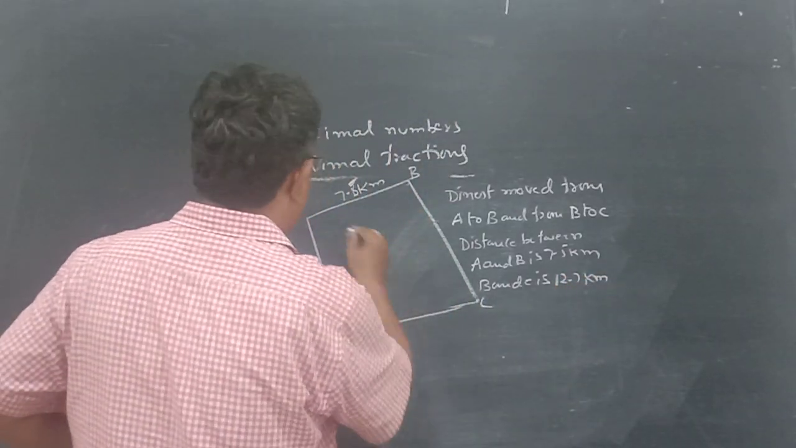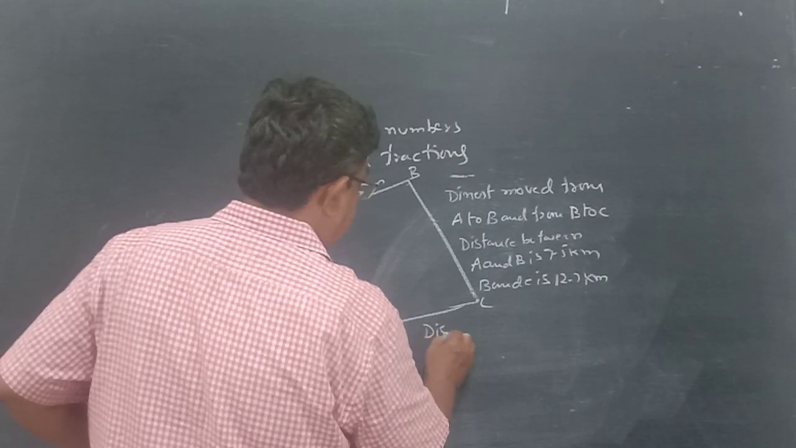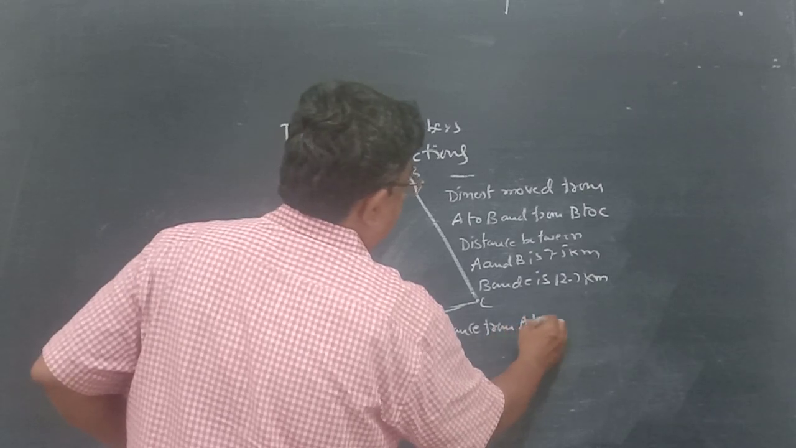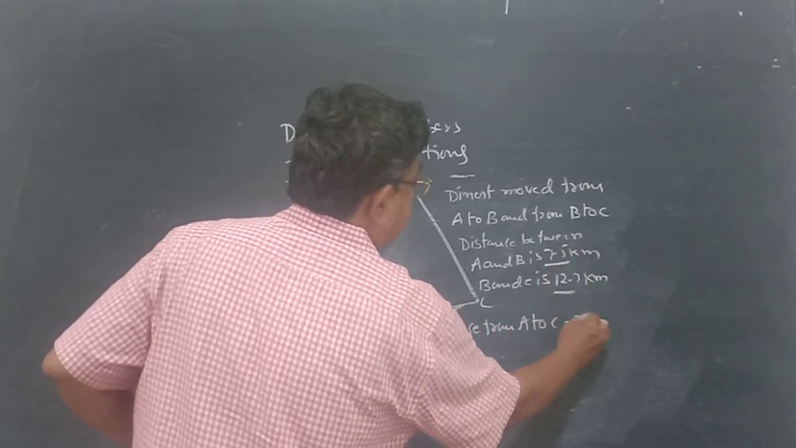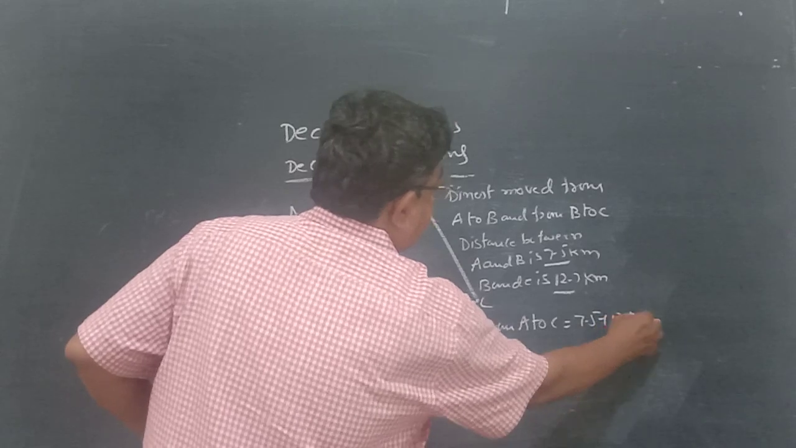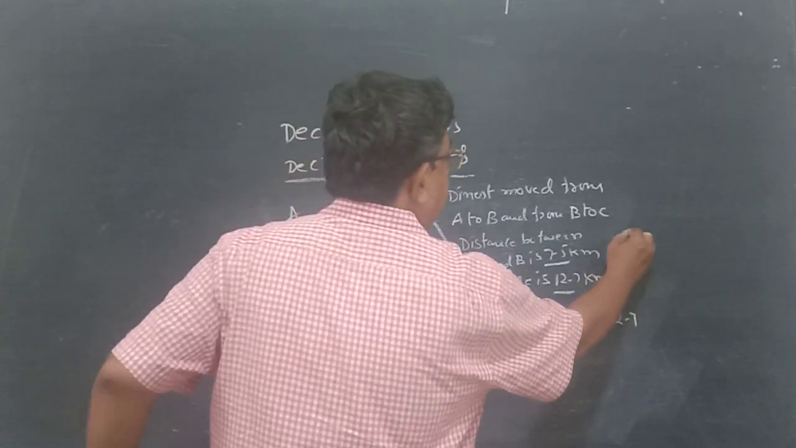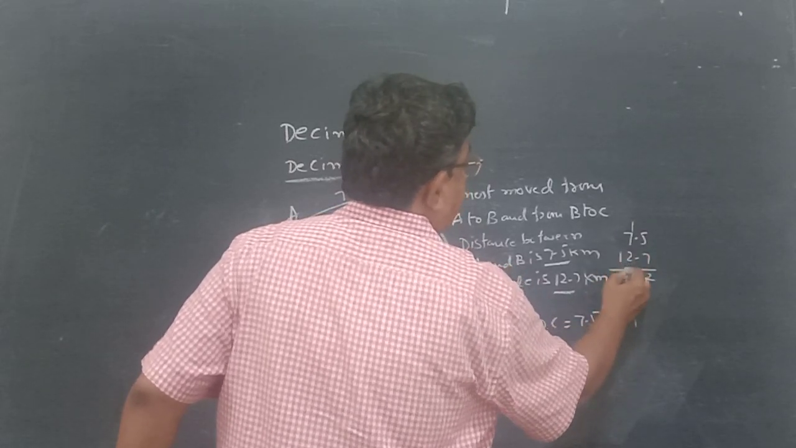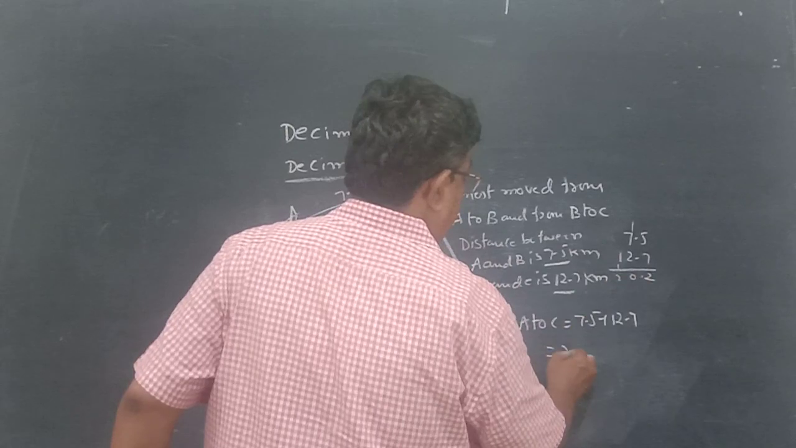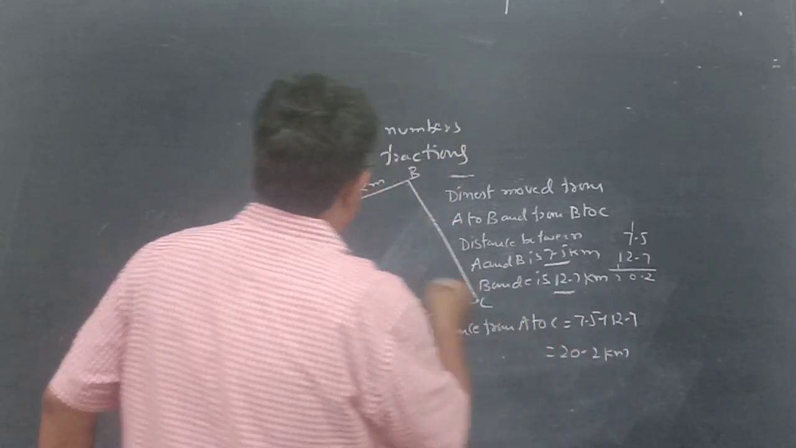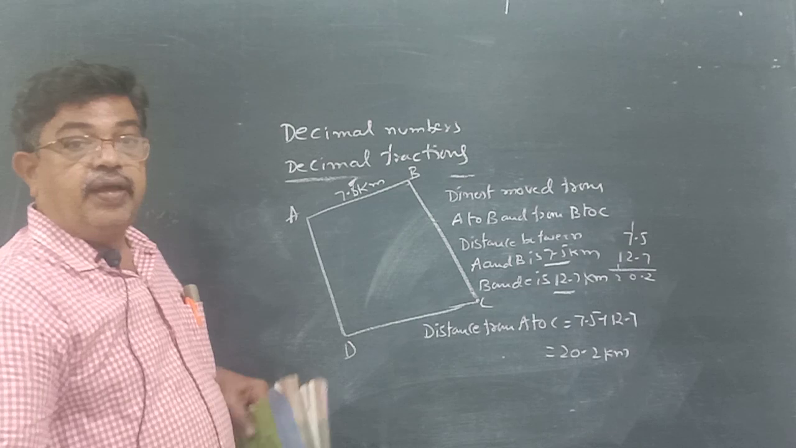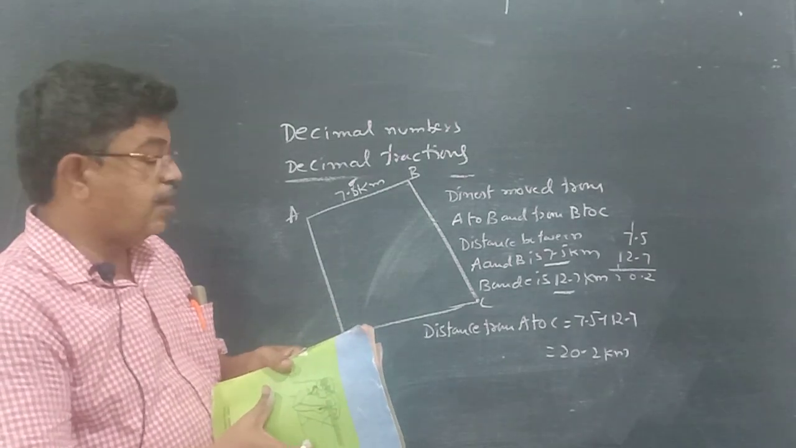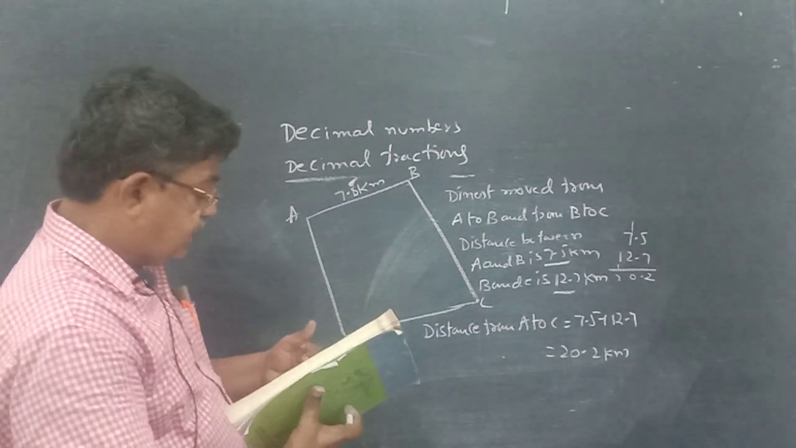So what is the distance from A to C? Distance from A to C is equal to, you want to add these two, 7.5 plus 12.7, rough column. 7.5 is added to 12.7, 7 plus 5, 12, 8 plus 2, 10, it is 20.2 kilometers. In the way from A to C you have B, so A to B and B to C are added and you travel 20.2 kilometers.